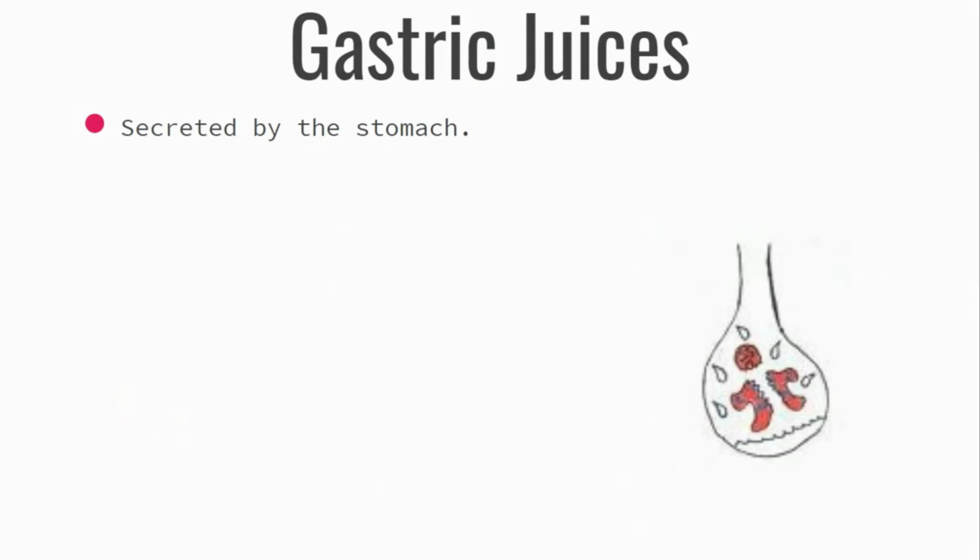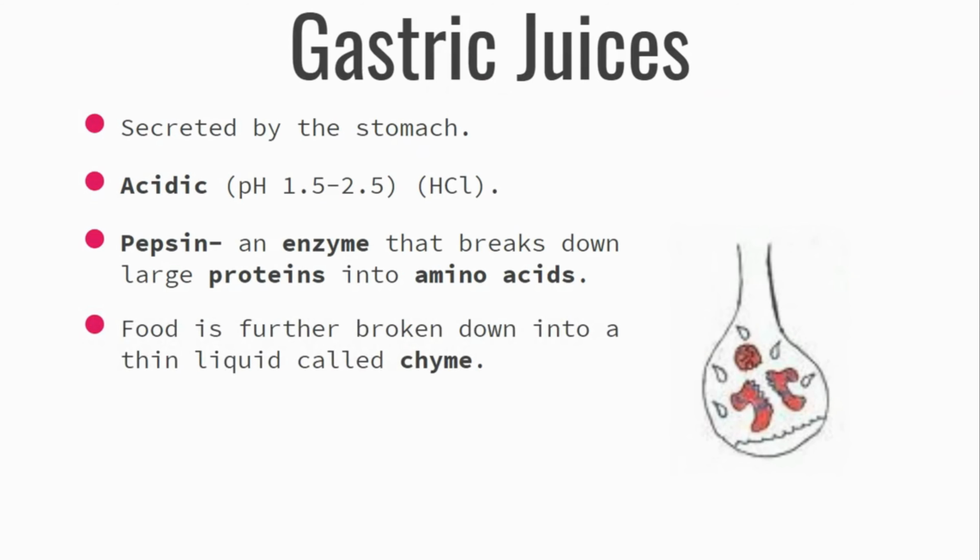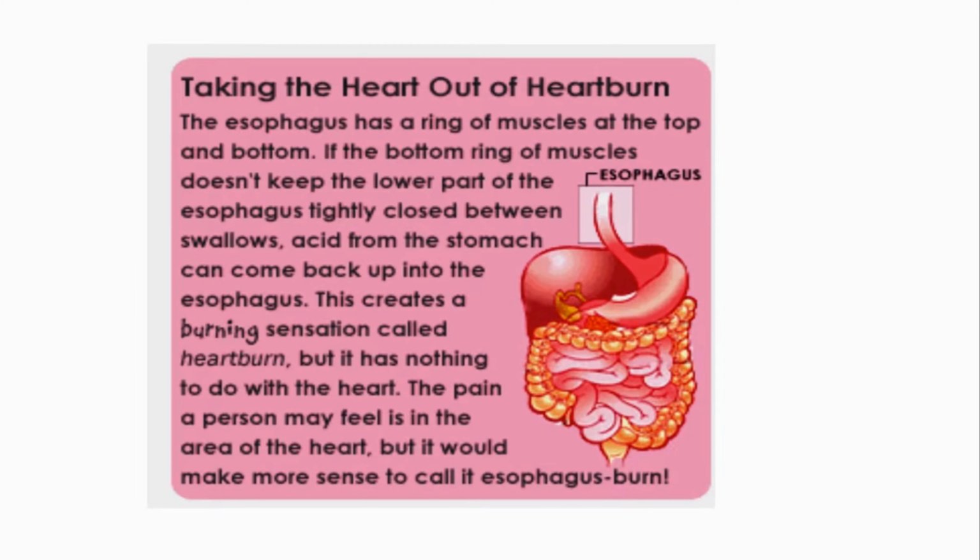Let's look at the gastric juices. They are secreted by the stomach. They are acidic with a pH of 1.5, ranging from 1.5 to 2.5. Pepsin is an enzyme that breaks down large proteins into amino acids. Food is further broken down into a thin liquid called chyme.